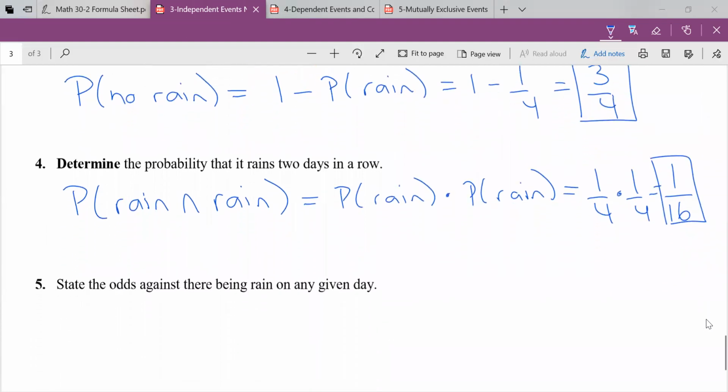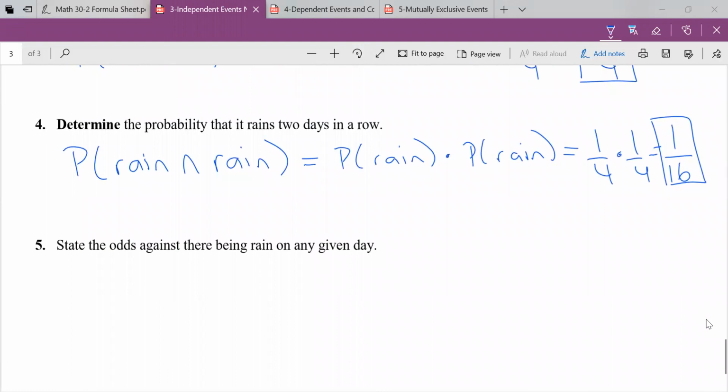Last one. Let's not forget about odds. State the odds against there being rain on any given day. Well, it said it rains one time out of 4. So that means for every one day it does rain, there are 3 days where it doesn't rain. So the odds against there being rain, well, that would be 3 to 1.